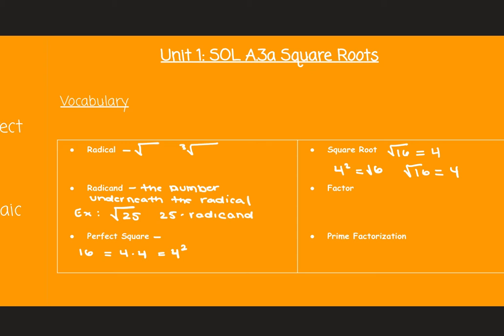You can square a whole number to get your perfect square. Remember, it's multiplying by itself. And then you take the square root to find the whole number that you multiply together.